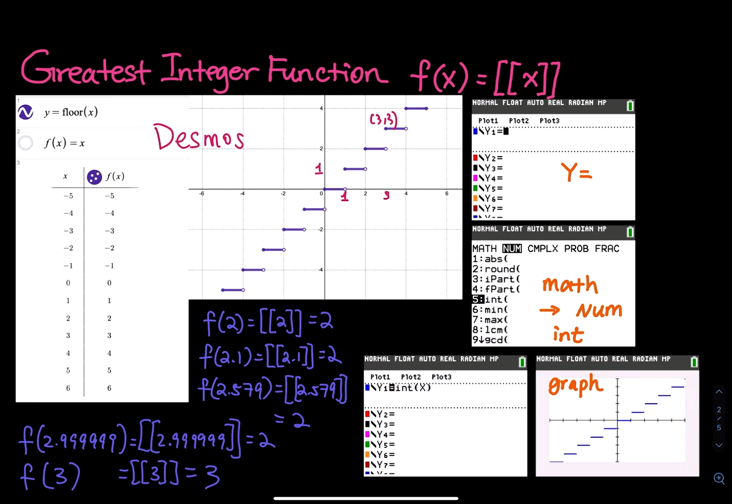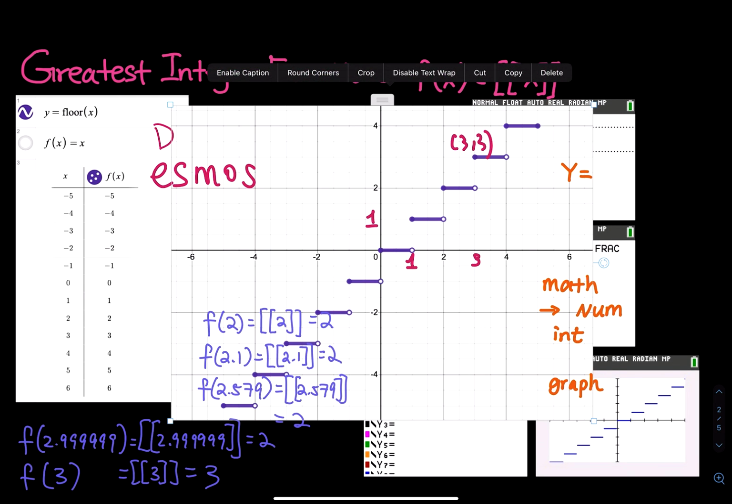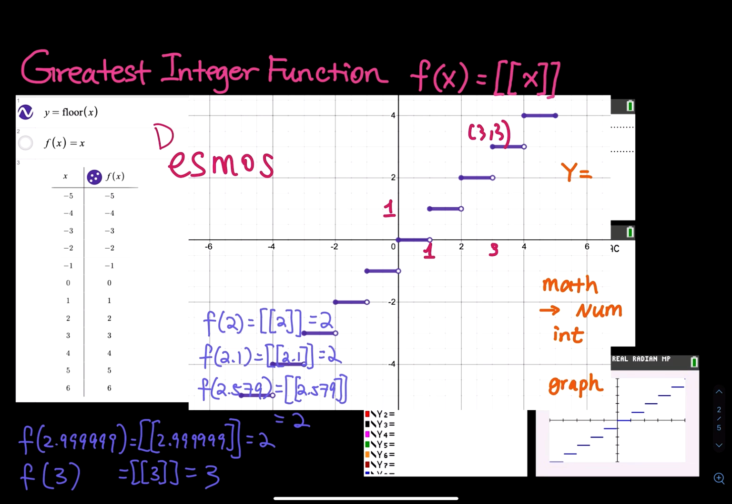Once you select int, click enter, and then type x. X is right next to the alpha key, the green key. Then you close the parenthesis and hit graph. The downside of using a graphing calculator is that they don't show you the open circle. In case you are wondering, how come there is an open circle at the tail of every step?